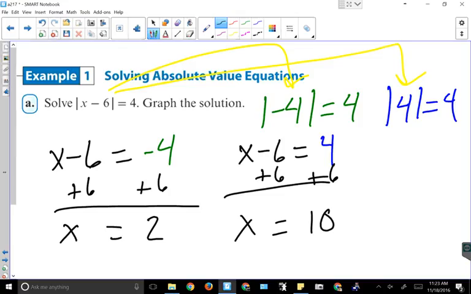So, let's give this a try. If I go and put 2 in for x up here, what is 2 minus 6? Negative 4. What's the absolute value of negative 4? 4. If I go and put 10 in for x, what is the absolute value? Or 10 minus 6 is 4. The absolute value of 4 is 4.